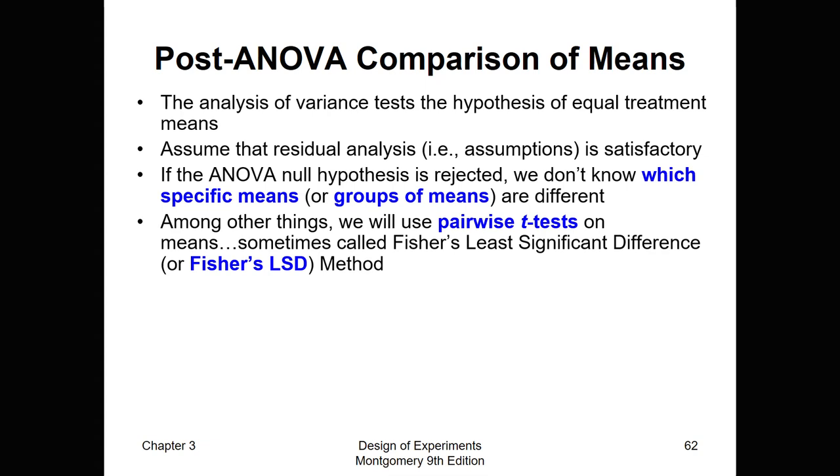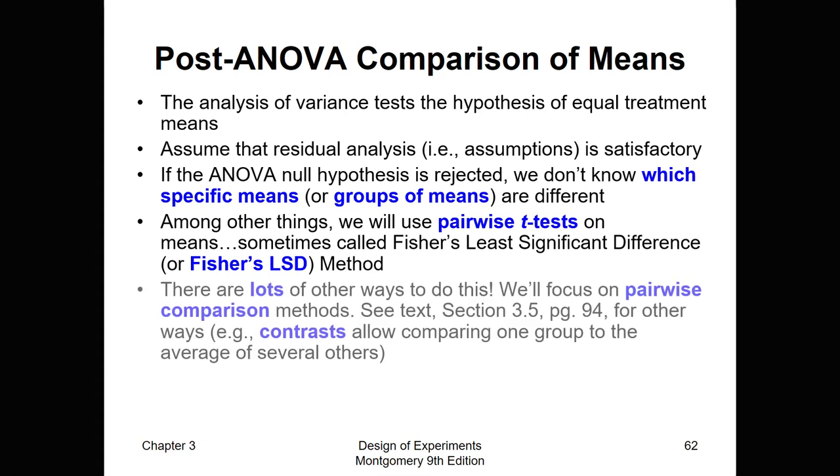Among other things, we could use just pairwise t-tests. We could do a t-test comparing two means and then look at another pair of means, compare the first factor level to the second one, compare the first factor level to the third one, and just do these pairwise, meaning picking a whole bunch of different pairs of factor levels, and doing these tests comparing these different levels of the factor. Actually, there's a formal name for just doing a bunch of regular old t-tests. It's called the Fisher's LSD method, the least significant difference. But there's a lot of other ways to do this.